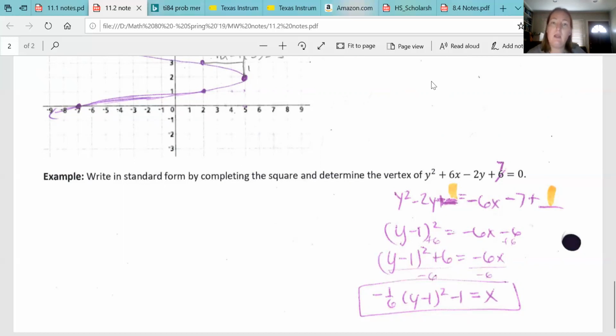So let me show you some of the homework questions associated with this lesson and the tool to use it.